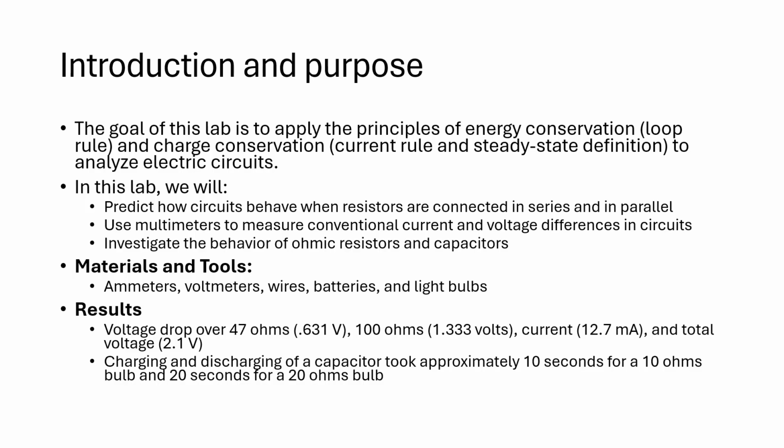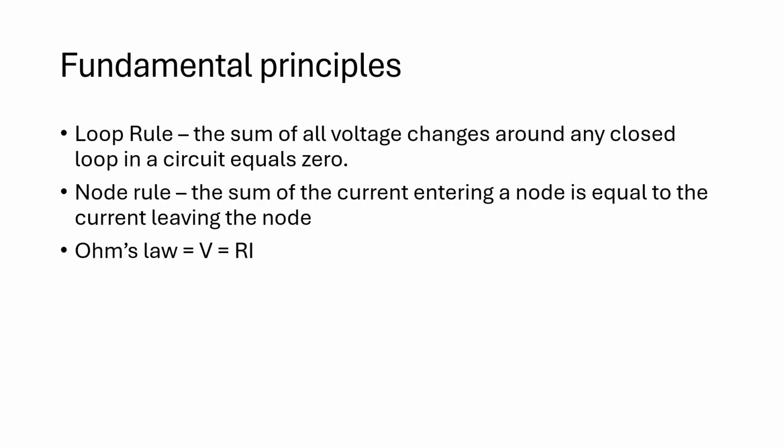The results that we found are that the voltage drop over a 47 ohm resistor was 0.631 volts, and the voltage drop over a 100 ohm resistor was 1.23 volts. The current that we found was 12.7 milliamps, and the total voltage of the batteries was 2.1 volts. The charging and discharging of a capacitor took approximately 10 seconds for a 10 ohm bulb and 20 seconds for a 20 ohm bulb. Here are some fundamental principles that we need to understand.